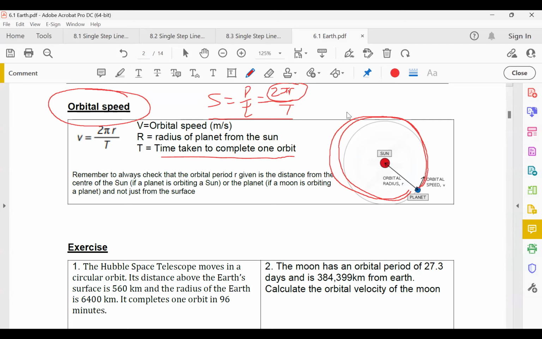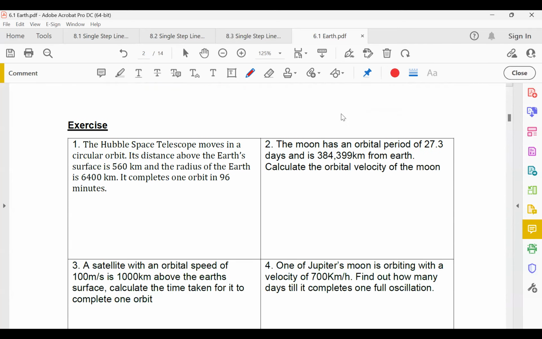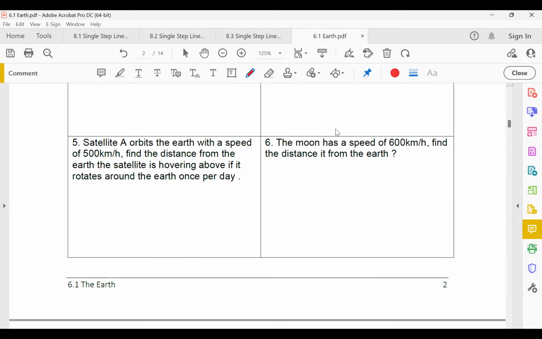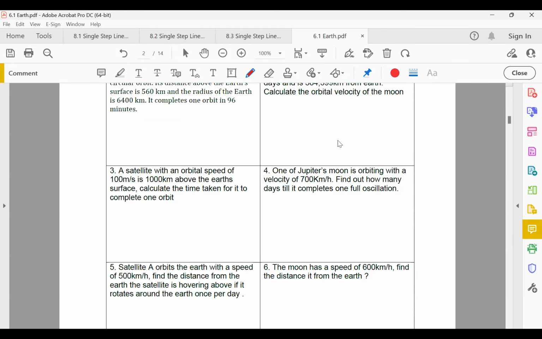Can you guys try to attempt the 6 questions here? Attempt these 6 questions, and then we'll move on.